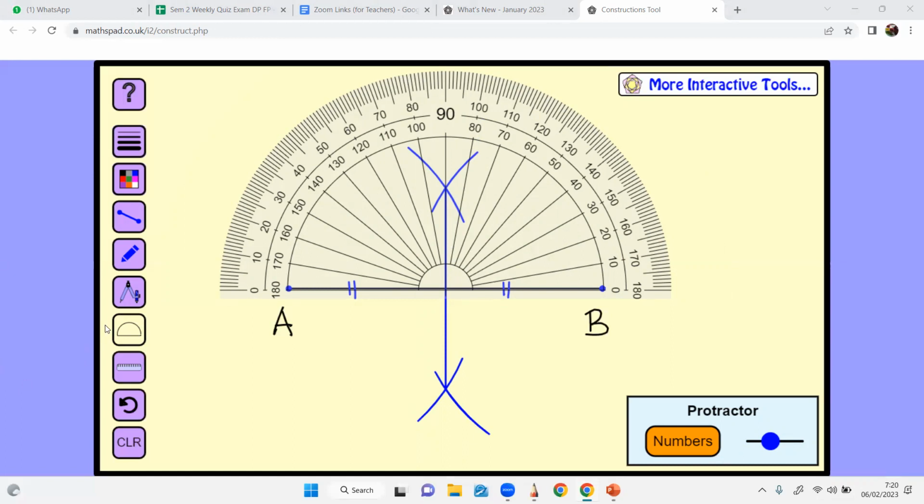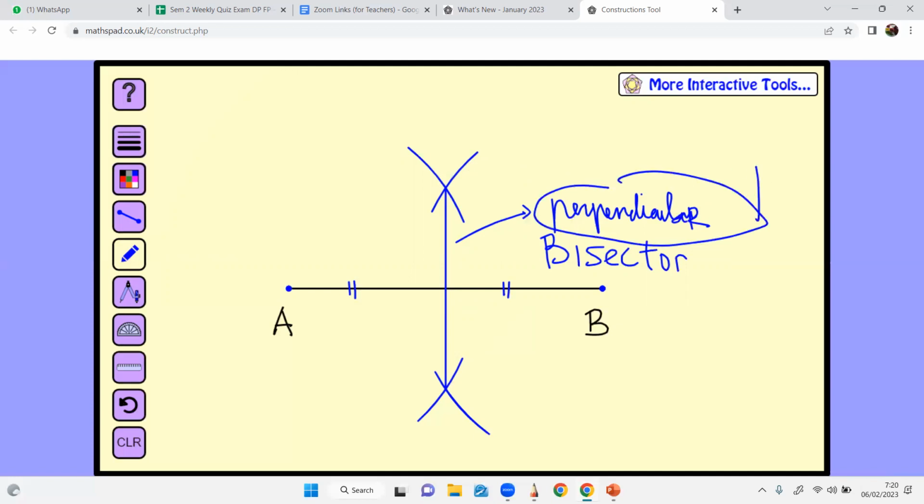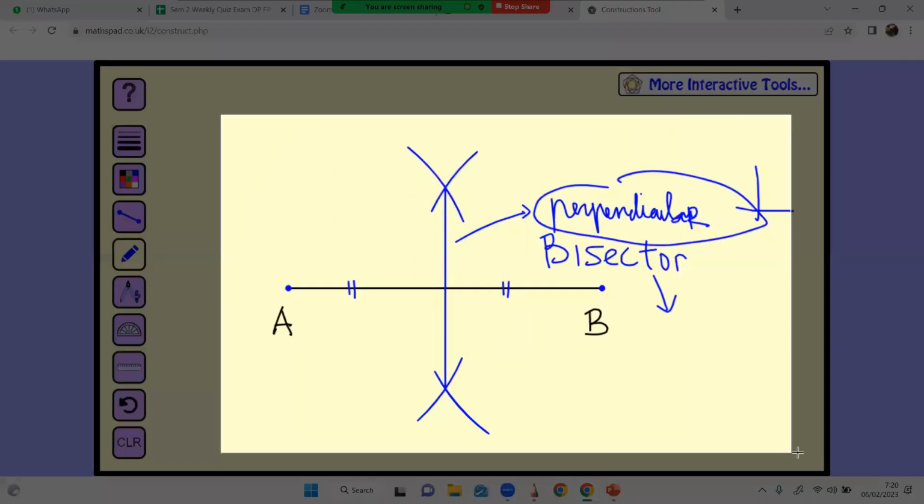So line AB is a perpendicular bisector. No, the blue line is the perpendicular bisector. Here. Perpendicular bisector. Perpendicular means 90-degree, bisector means equal distance. Okay, you may write down: perpendicular bisector.